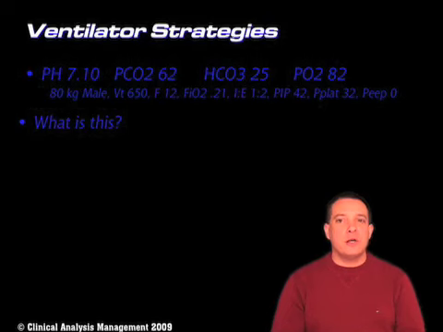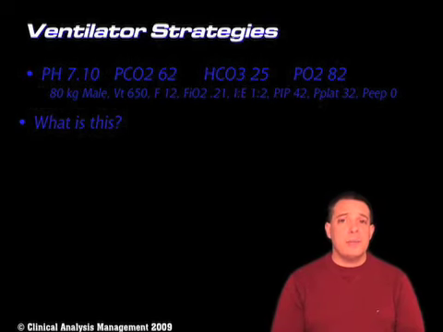Remember we said there were several steps to interpreting a blood gas. The first thing we did was look at the pH, the CO2, and the bicarb, and ask ourselves, is anything abnormal? We see the pH is 7.1, the CO2 is 62, and the bicarb is 25. So is anything abnormal? Obviously, yes. The pH and the CO2 are both abnormal, so we know this blood gas has to be interpreted.